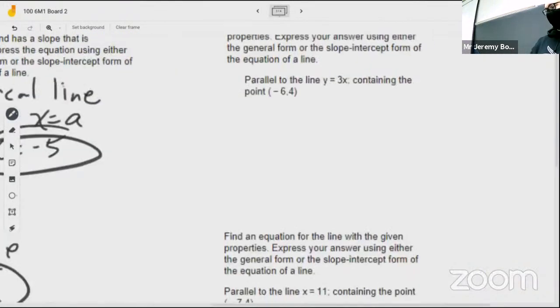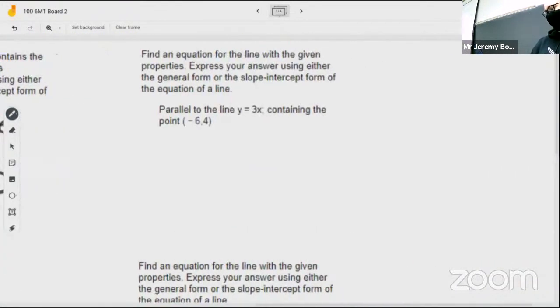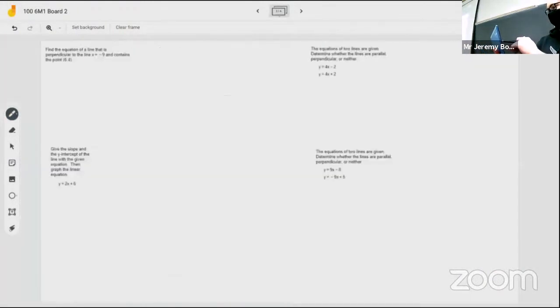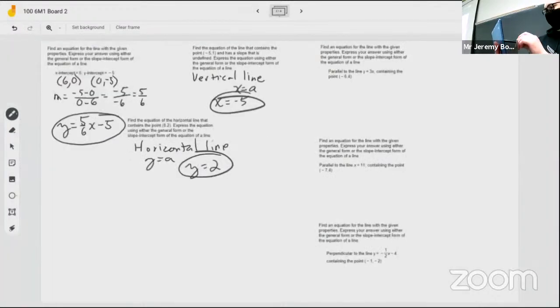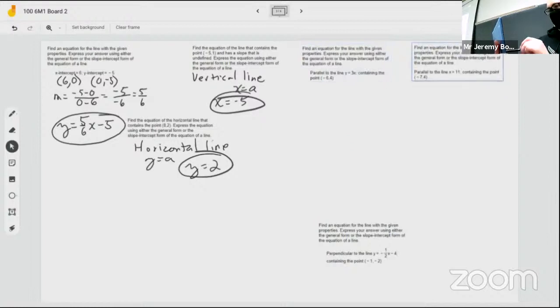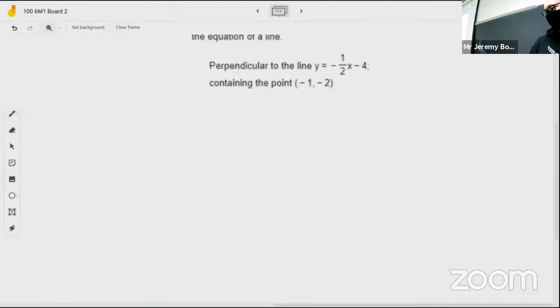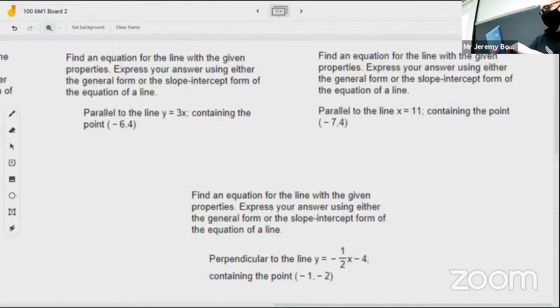Let's see what these are. Parallel, perpendicular. Okay. Let's do these three then. I mean, we're kind of charging through them anyways. Practice is good.